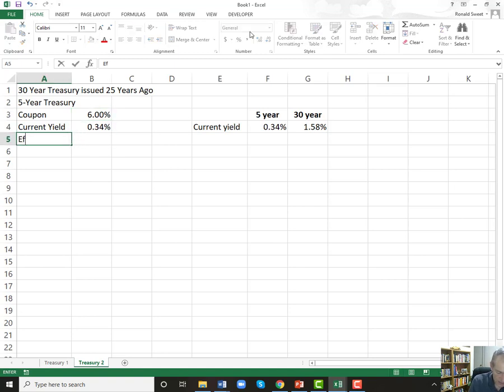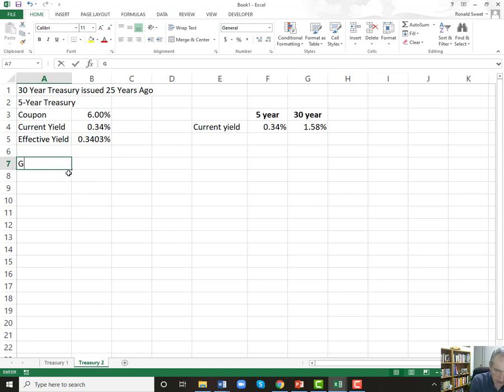All right, so then we have to do an effective yield. Remember the effective yield: we do 1 plus the current yield divided by 2, raised to the second power, minus 1. It's going to be almost exactly the same, just adds a tiny bit on the end.